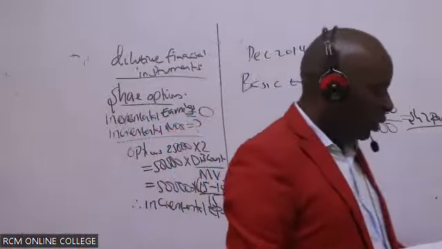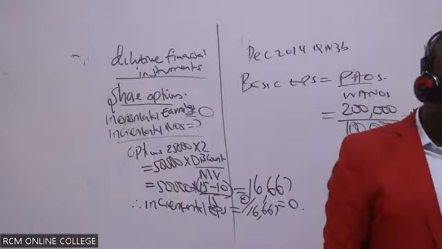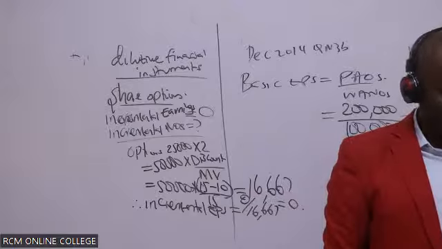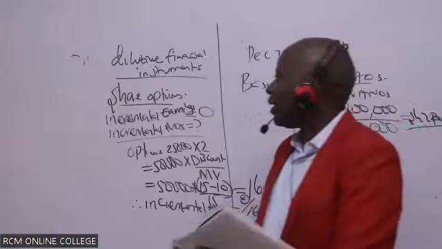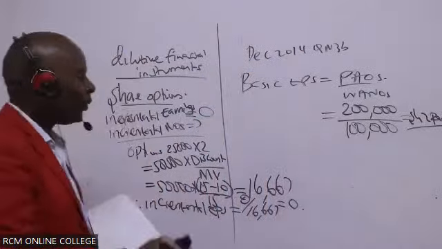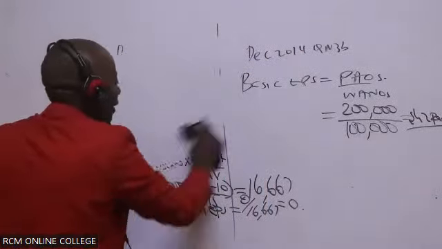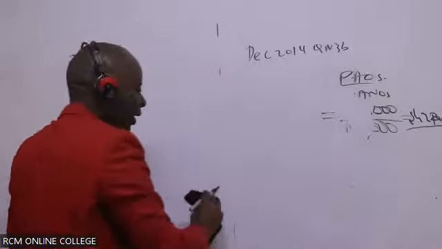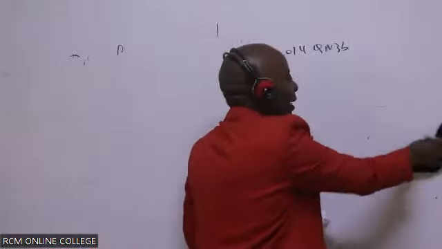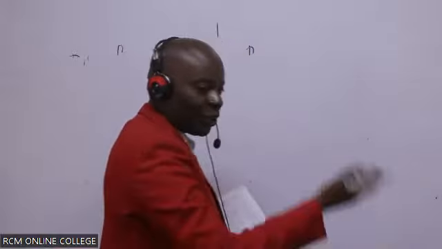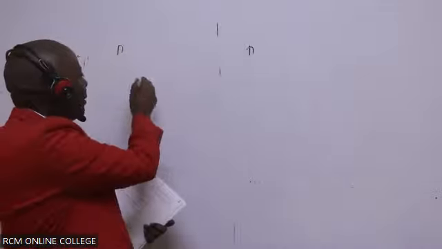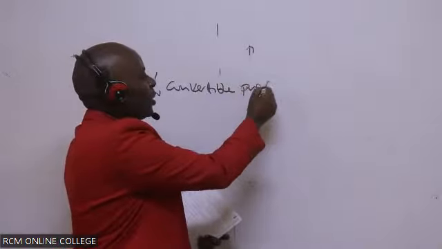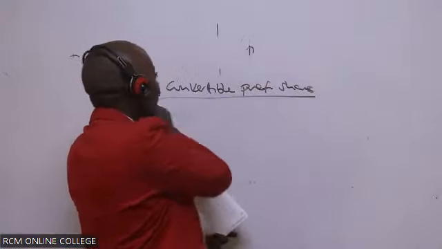And then now we go to the next item, which is the convertible preference shares. Of course, this is dilutive, always it will be dilutive, unless you made losses. So give us there 8% convertible preference shares. What do we have there, somebody?